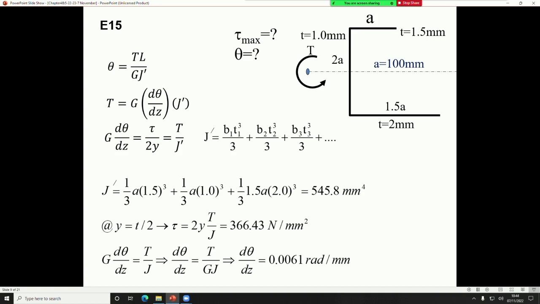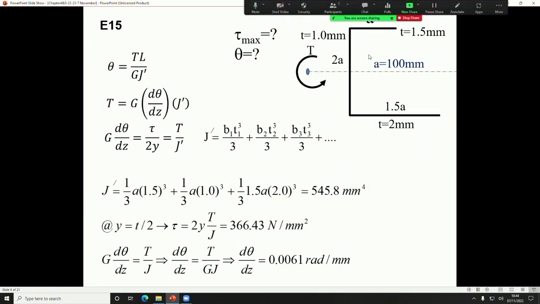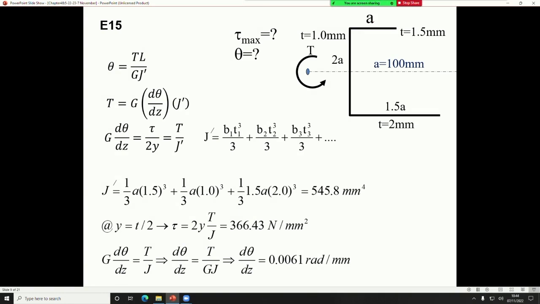So I repeat, for the closed section ones, either single cell or multi-cell, when they were subject to a torque, the through-thickness variation of shear stress was ignored. We only had one shear stress at each point, and we had one shear flow at each point. The story for open sections is completely different. You can see the shear stress depends on the y coordinate. So the maximum shear stresses, even if it is thin, occur at the top and bottom layers of each panel.